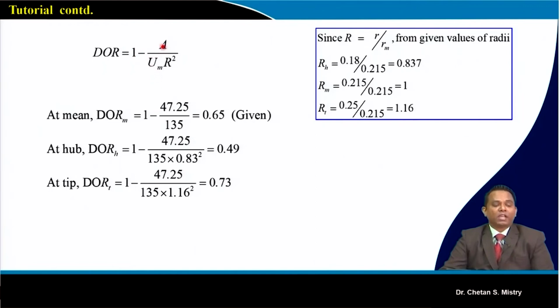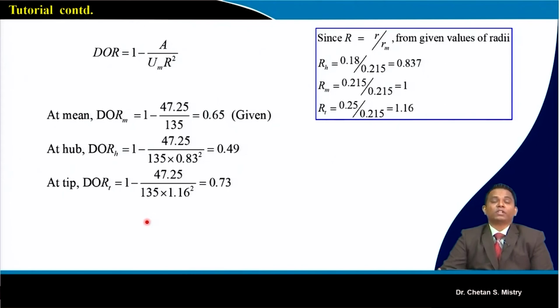Now based on this understanding we can calculate our degree of reaction, which we have derived as 1 minus A divided by Um into R square. Different R values we can put. Suppose at the mid station, capital R is 1. At the hub, the ratio of R by Rm comes to 0.83. This gives my degree of reaction at the hub as 0.49, and at the tip we get the degree of reaction to be 0.73.